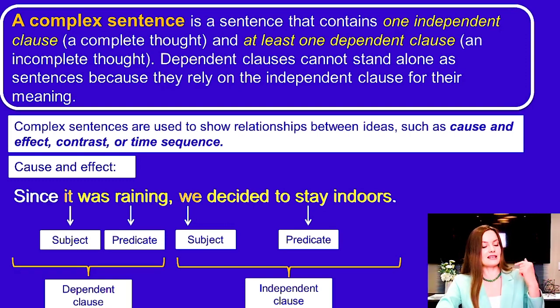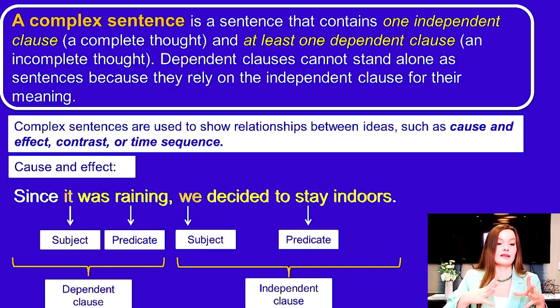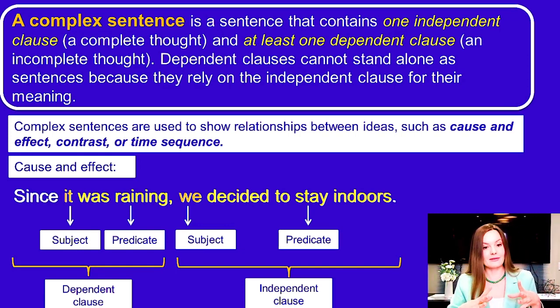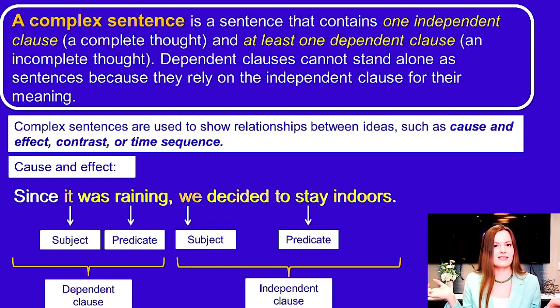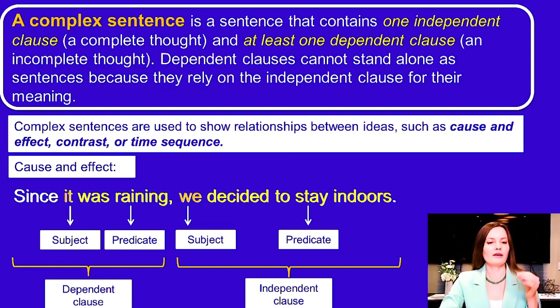However, since it was raining, it's a dependent clause. Why did we decide to stay indoors? Since it was raining, right? If we just say since it was raining, does it make sense? Does it give us any complete idea or any complete information? No. So this clause is a dependent one. It cannot exist by itself. So this is the first example of a complex sentence.